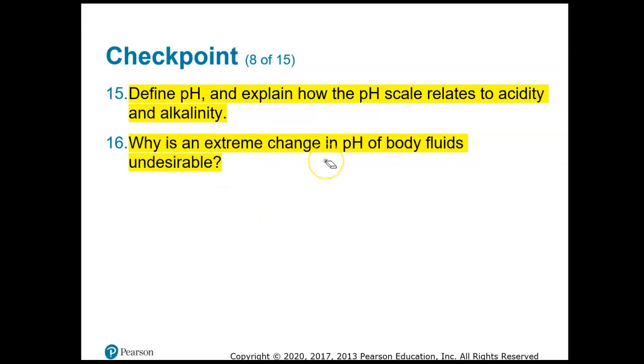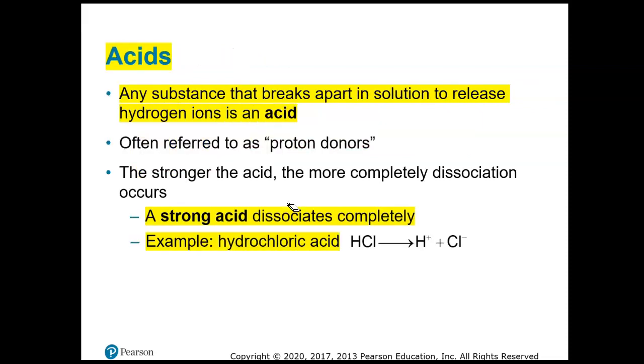Why is an extreme change in pH of body fluids undesirable? Well, you could go into acidosis. That would be one thing if your pH went too low, or if it went too high, we call that alkalosis, that it can cause you to die. So it's pretty serious. Any substance that breaks apart in solution to release hydrogen ions is an acid.